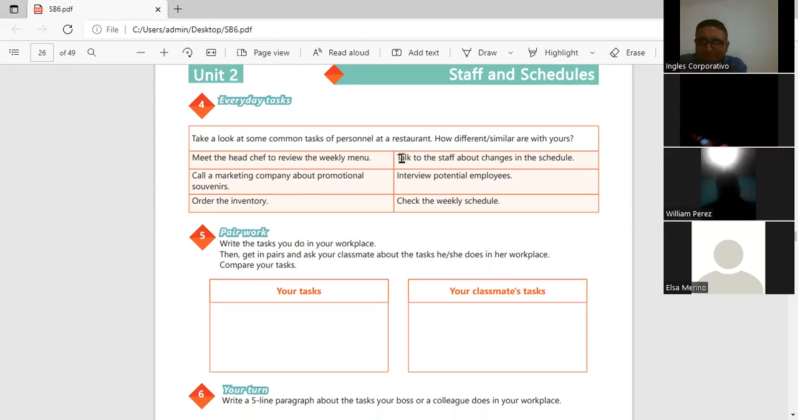Meet the head chef to review the weekly menu. Talk to the staff about changes in the schedule. Call a marketing company about promotional souvenirs. Interview potential employees. Order the inventory and check the weekly schedule. Do we have any questions here? ¿Alguna pregunta o comentario acerca de lo que acabo de leer?